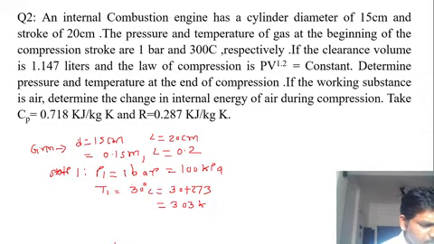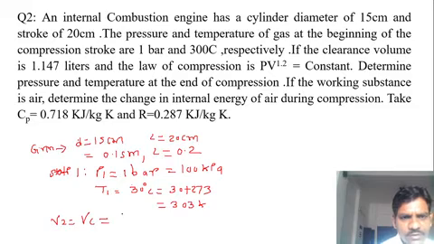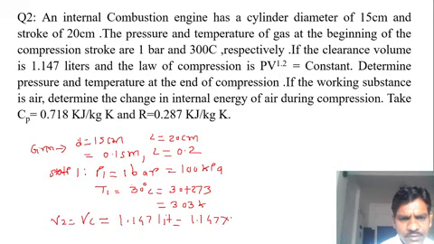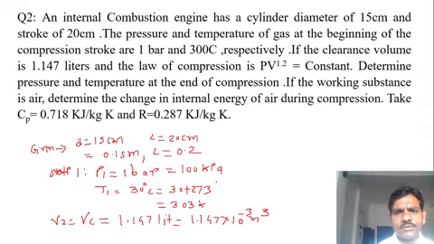Then after that, the clearance volume is given. So clearance volume is how much? The clearance volume we show by letter V2 or VC. So clearance volume is given as 1.147 liters. So convert into meter cube: 1.147 into 10 to the power minus 3 meter cube, guys. Yes or no?